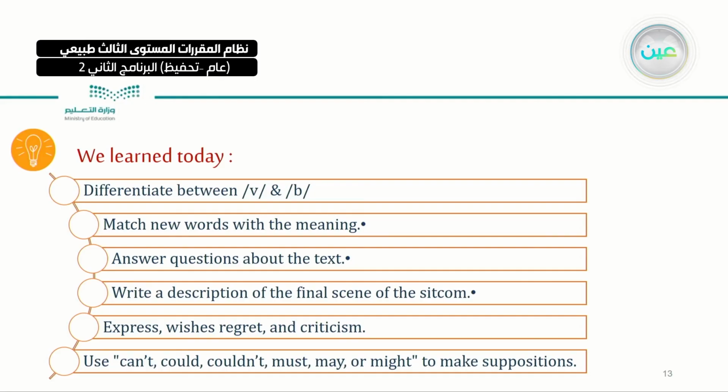Now, let's go back to the objectives. As you can see: differentiate between the v and b sound. Match new words with the meanings. Answer questions about the text. Write a description of the final scene of the sitcom. Express wishes, regret, and criticism. Finally, use can't, could, couldn't, must, may, or might to make suppositions.